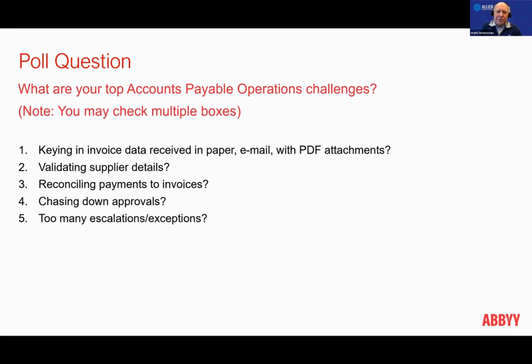We're going to go ahead and launch the first poll question, which is about to be displayed on your screen. I want to know which of the following are your top accounts payable challenges. And you can check multiple boxes. Is it keying in invoice data received in paper emails with PDF attachments? Is it validating supplier details? Is it reconciling payments to invoices? Is it chasing down approvals? Or is it that you've got too many escalations and exceptions? Take a moment to respond to the poll question now displayed on your screen. We're going to discuss the results in just a moment.